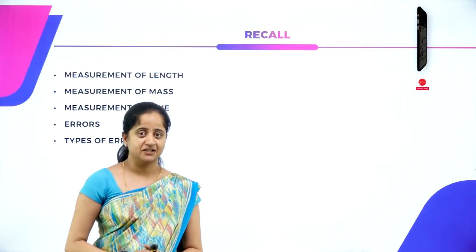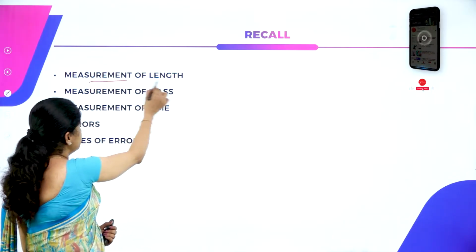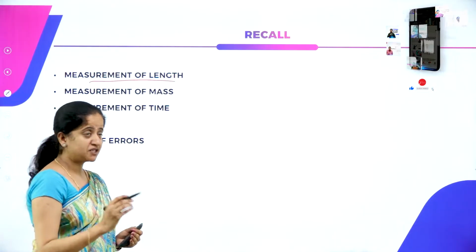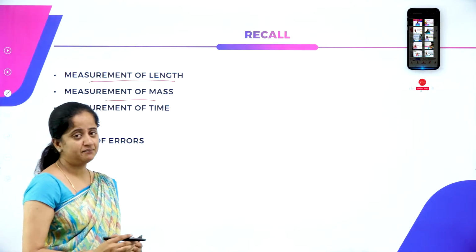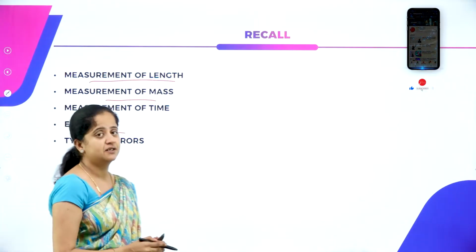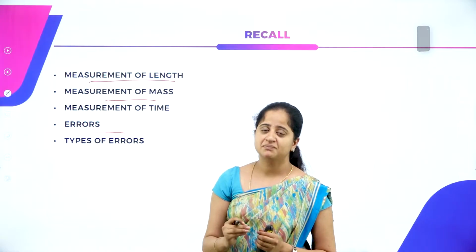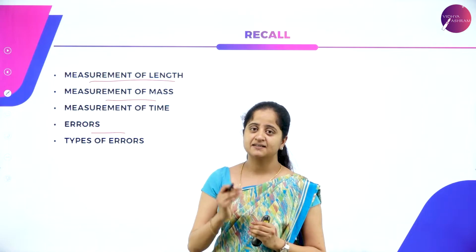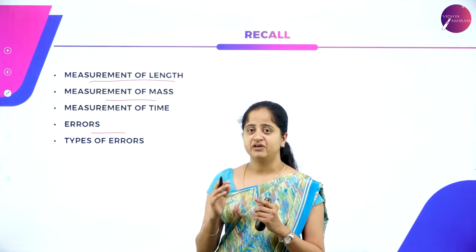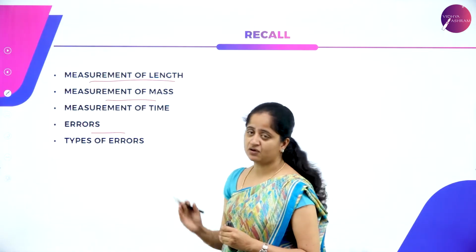In the last session, we had discussed about the measurement concepts such as the measurement of length, the measurement of mass, measurement of time, and also about errors. So what are errors? Every measurement will be having few uncertainties in it, and those uncertainties in the measurement is called as errors. And we have also discussed about the types of errors.